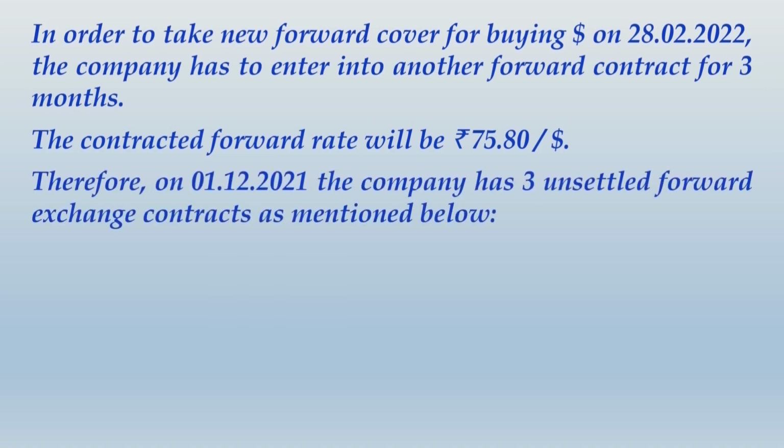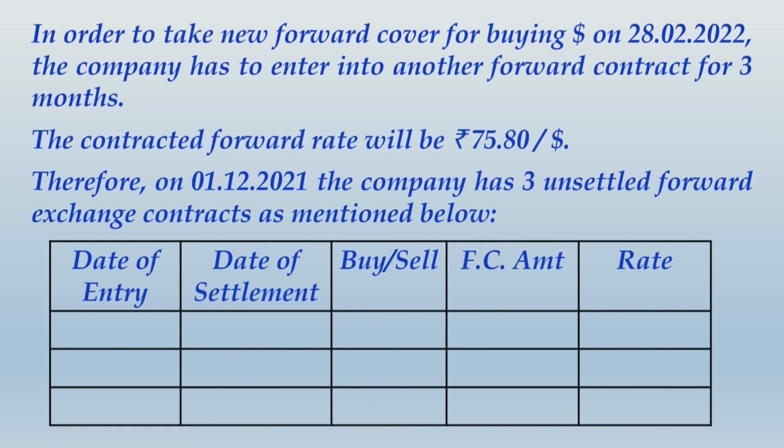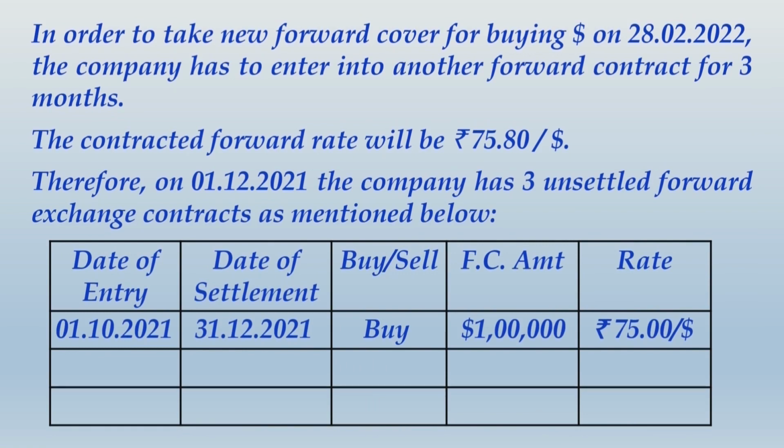Therefore, on 1/12/2021, the company has 3 unsettled forward exchange contracts as mentioned below. Now the first contract is the original contract. Date of entry is 1/10/2021. Date of settlement is 31/12/2021, and this contract is to buy a foreign currency amount of $1 lakh, and the contracted rate is rupees 75 per dollar.